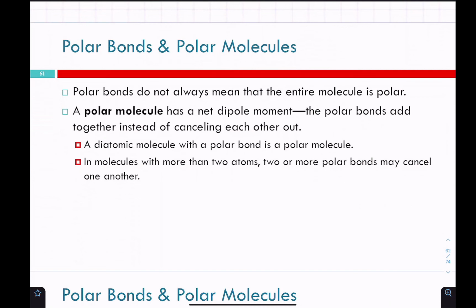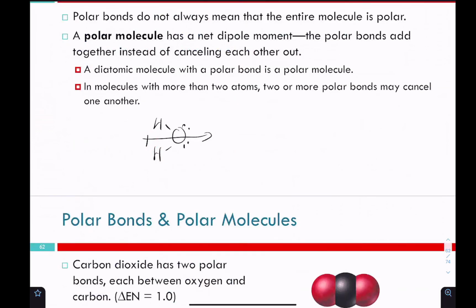So even though you might have a polar bond in a molecule, it doesn't necessarily mean that the molecule as the whole thing is polar. So we talked about water as having hydrogens like so. There's also electrons like so. And so this has a dipole moment, which we can represent as an arrow. And the little plus on the tail here means that side's positive and the other side's negative.